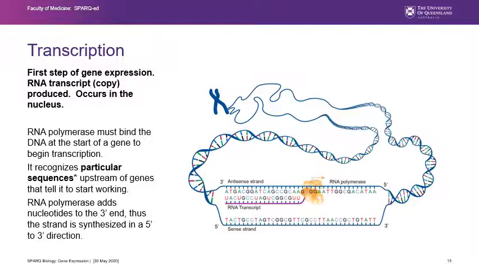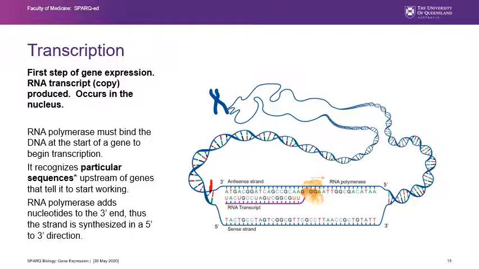For this process to start, the enzyme RNA polymerase, so polymerase means makes a long chain of RNA basically, must bind to DNA at the start of the gene to begin transcription. It knows it's the start of a gene because it recognises a particular sequence which is upstream, so just up on either side of the gene. That tells it to start working. So at that point, you'll notice the DNA here has unwound, so it's not in its double helix twisted state. It will unzip, which allows the RNA polymerase to go in.